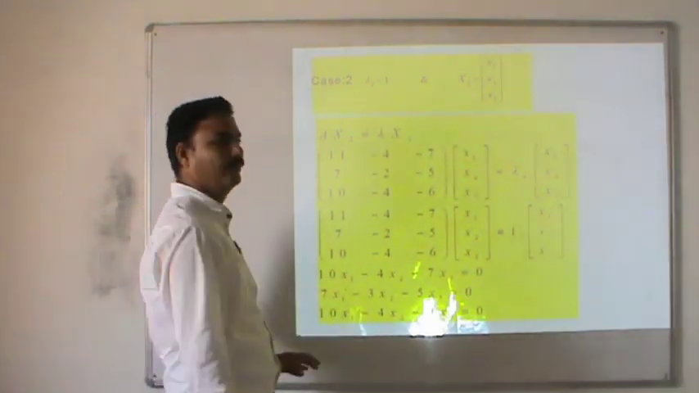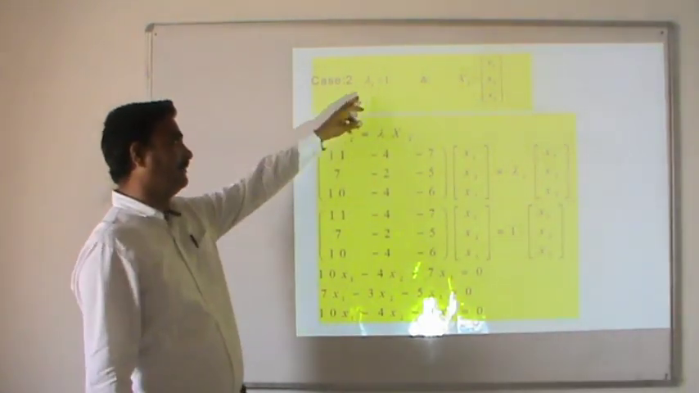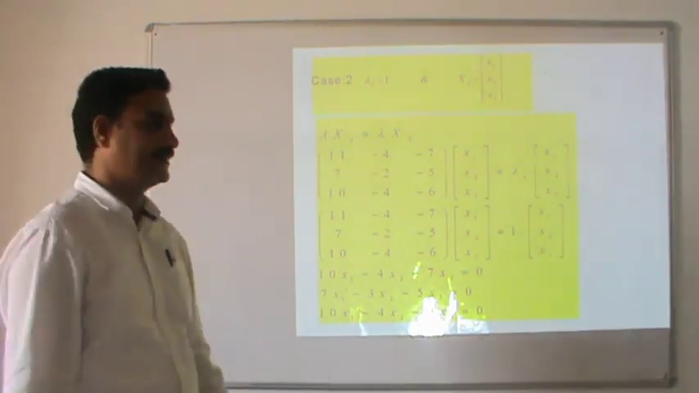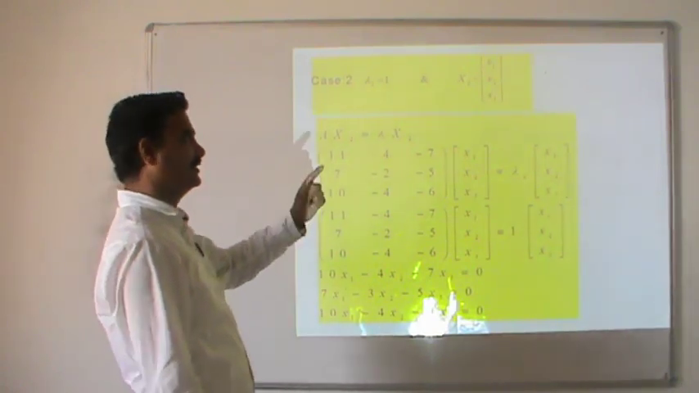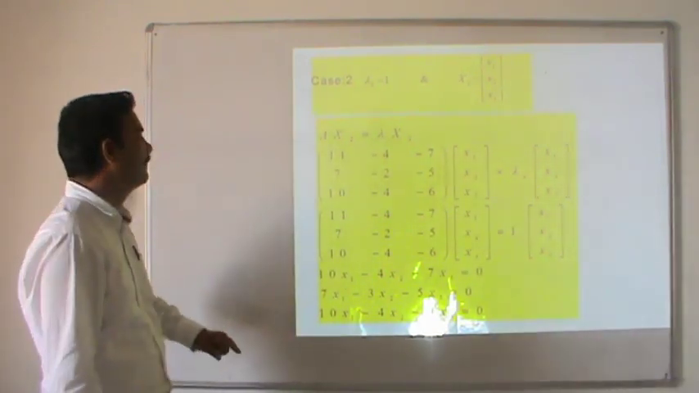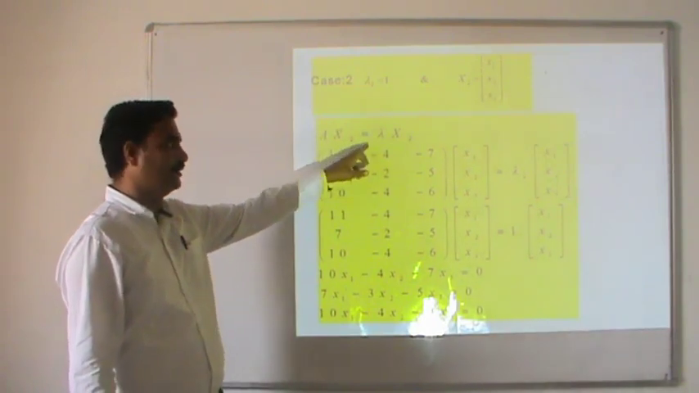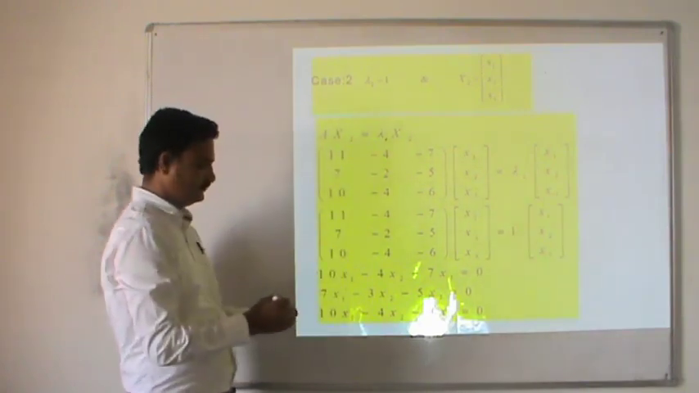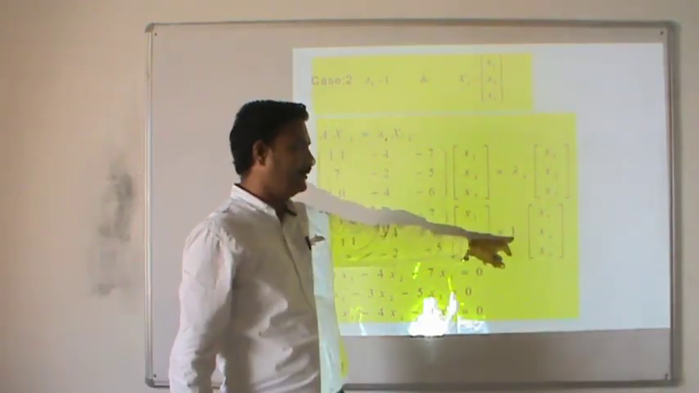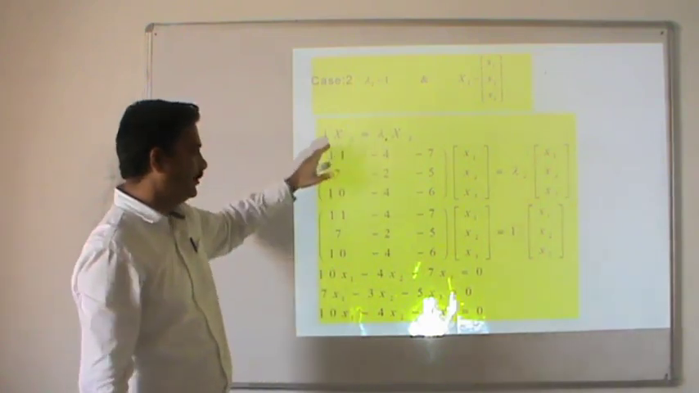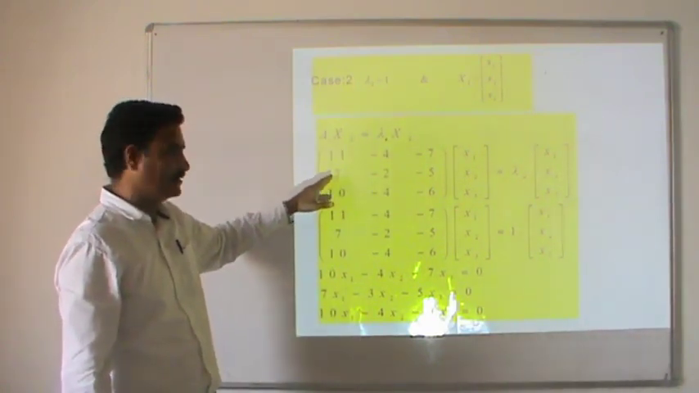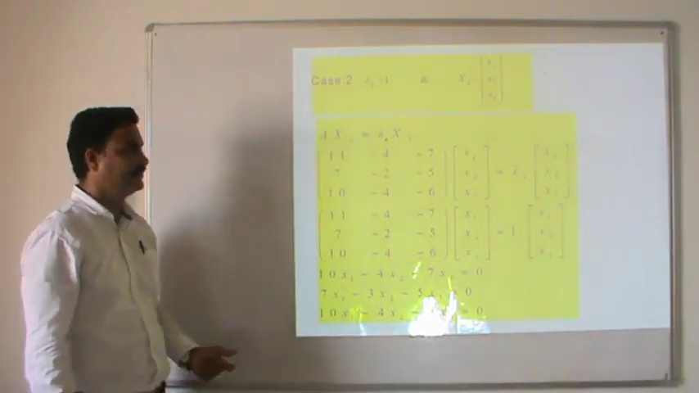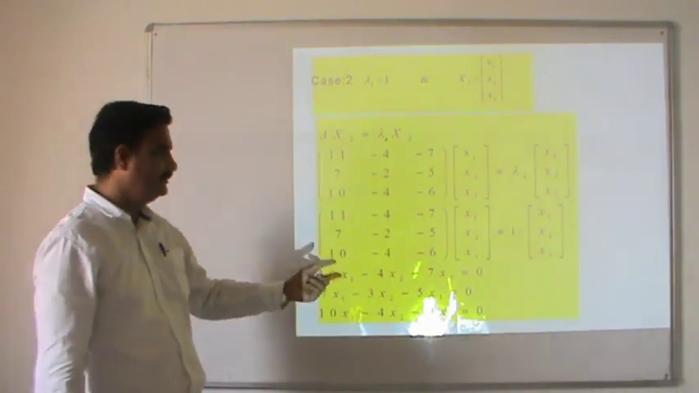Now we discuss case 2. In case 2 we have our second eigenvalue, lambda 2 is equal to 1. Again we consider our eigenvector as X2, which consists of three elements, x1, x2 and x3. Again we start with AX2 is equal to lambda 2 X2, and because our lambda 2 value is 1, we replace lambda 2 with 1. We write the value of A, which is our given square matrix of 3 by 3 order, and X2 is our second eigenvector corresponding to eigenvalue lambda 2 equal to 1.